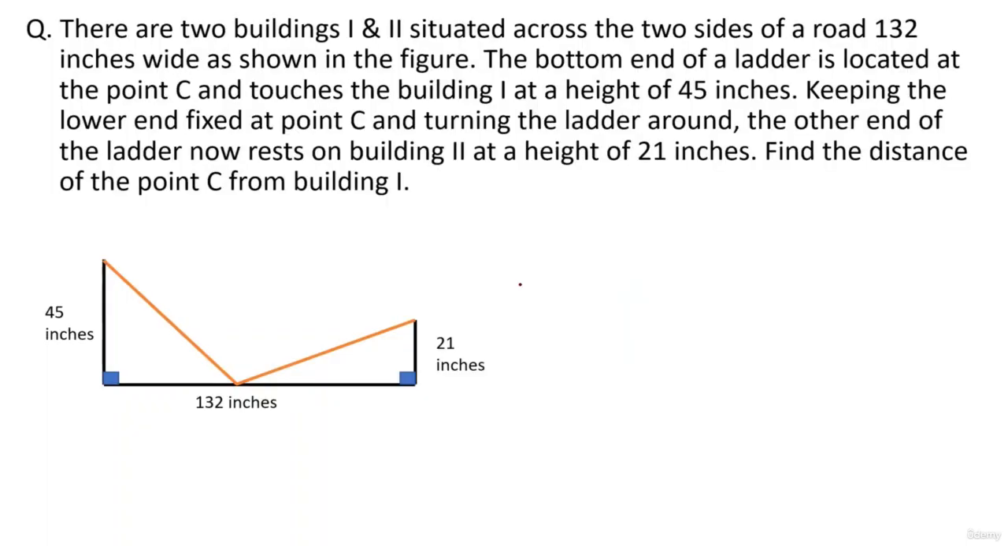There are two buildings, okay, 1 and 2, situated across two sides of a road 132 inches wide. Okay, sorry, top of the ladder touches the first building at 45, and C पे fix करके दूसरे building पे touch किया तो height is 21, right? You need to find out the distance of the point C from the first building. Okay, guys, let's see how very quickly you can solve the same question using triplets.